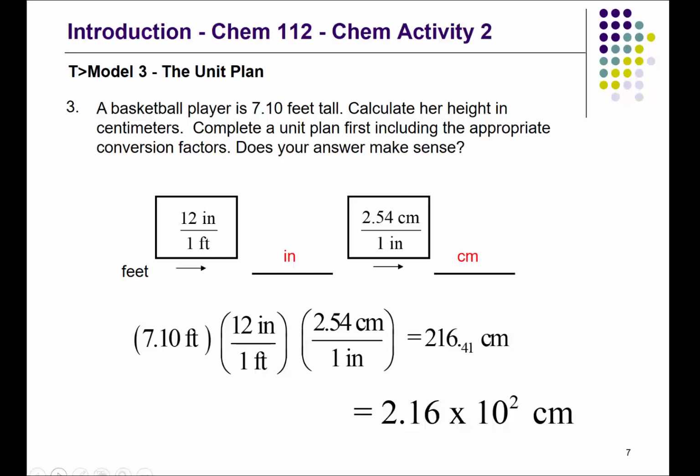This has been an example of using a unit plan to plan and execute a calculation. It is always good, however, to ask, does your answer make sense? In this case, we're converting from larger units to smaller units. Many more centimeters versus feet are required to represent a certain distance. Therefore, it makes sense that 7.1 feet corresponds to more than 200 centimeters.